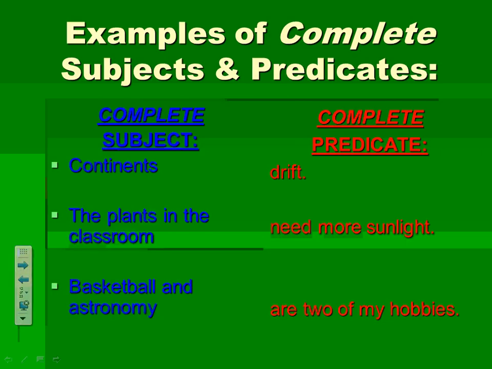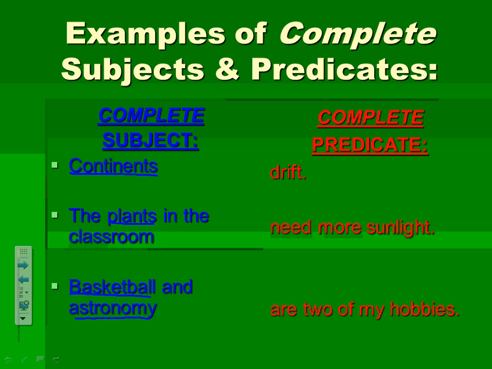Here are some more examples of complete subjects and predicates. So we have our subjects: continents, plants in the classroom, basketball, and astronomy. Notice in the subject, we have nouns that are part of the groups of words in our complete subject. Then let's take a look at our complete predicates.